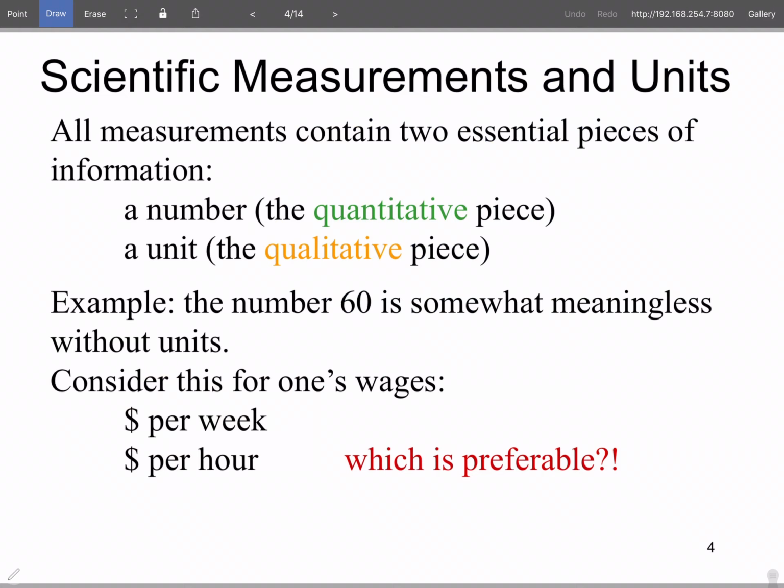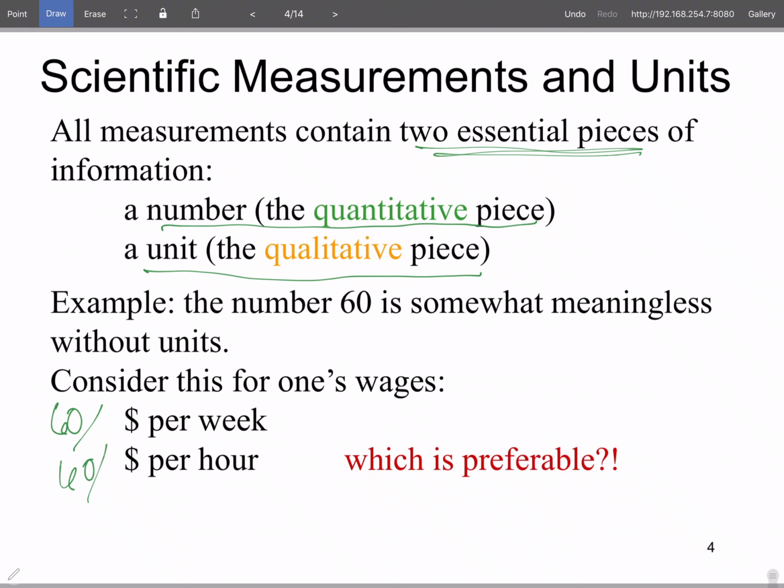All right. So when we start talking about these things, we're going to get into the number part. Well, you need to understand that when you get it within the number, there are always two essential parts within the sciences. You have a number, that's your quantitative piece, and you have your unit, which is your qualitative piece. So what's this mean? So if I said the number 60, what's that mean? If we're talking about wages, are you talking about $60 per week or $60 per hour? Which one is preferable? Does it matter? Oh, yes, it matters, because $60 per hour is pretty good. $60 per week is not.